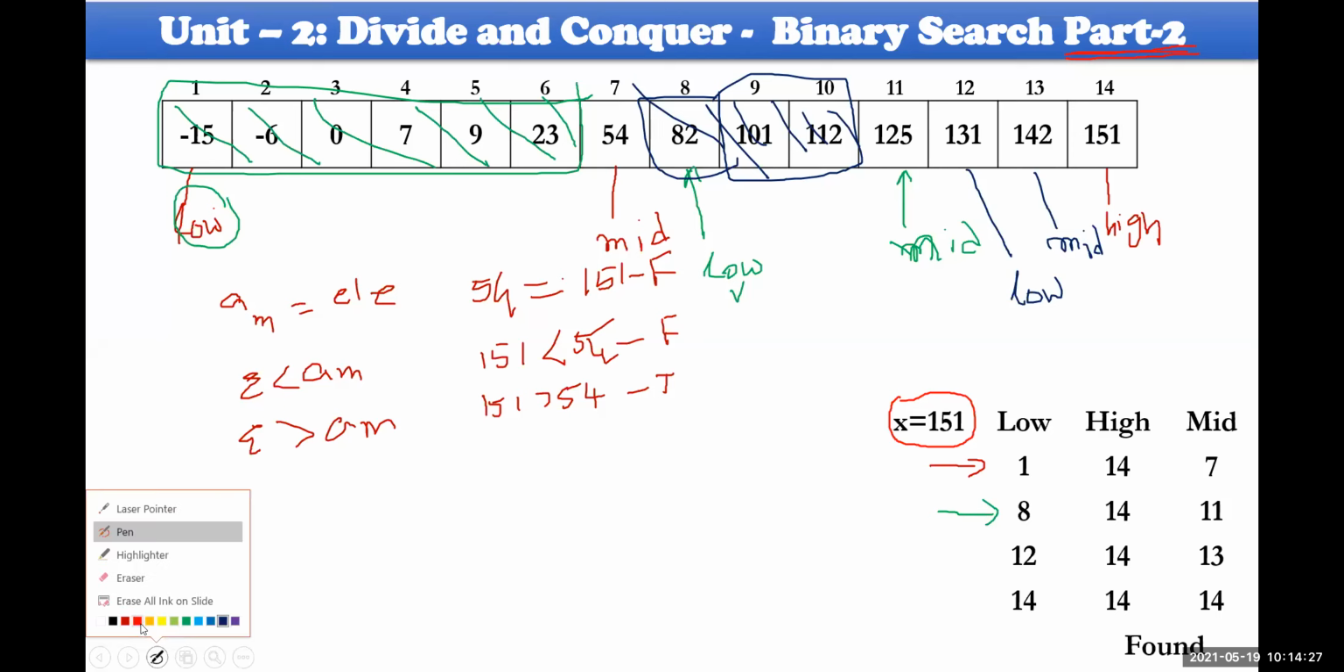So low, high, mid, everything will be taken. Mid will also be taken, this one. So therefore, finally, the search will be successful.